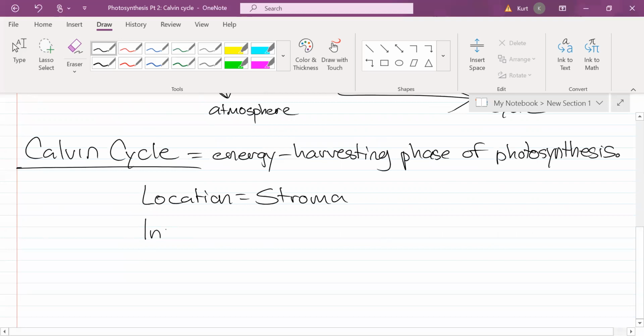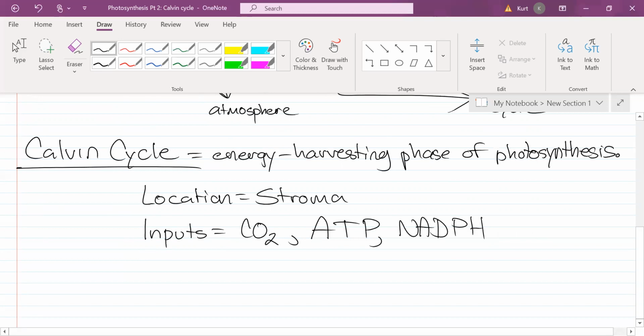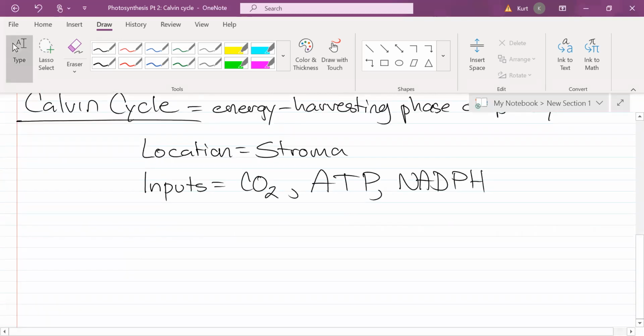The inputs: carbon dioxide, ATP, and NADPH. How did CO2 get into the leaf? Same way oxygen came out, through where? The stoma.